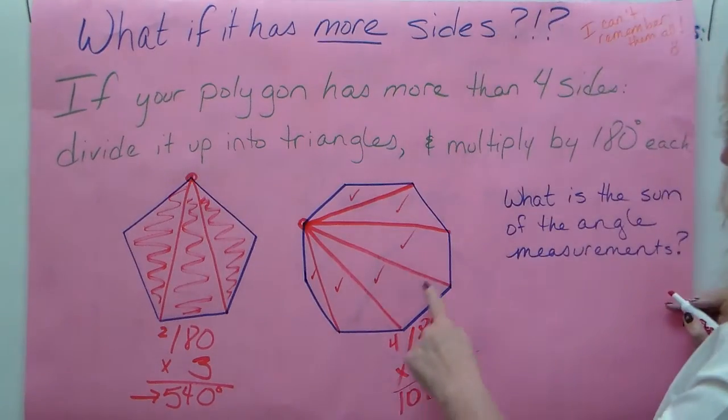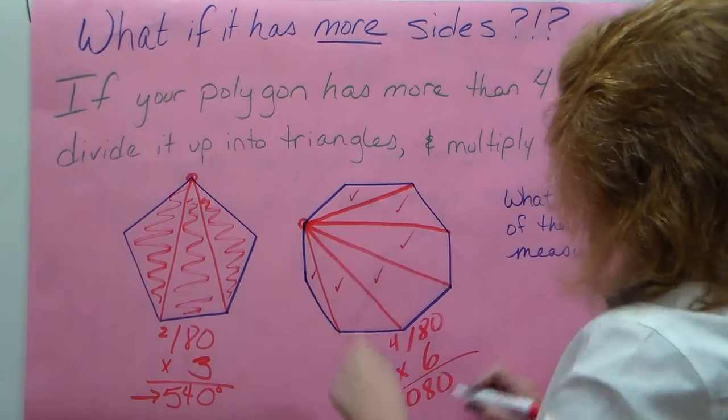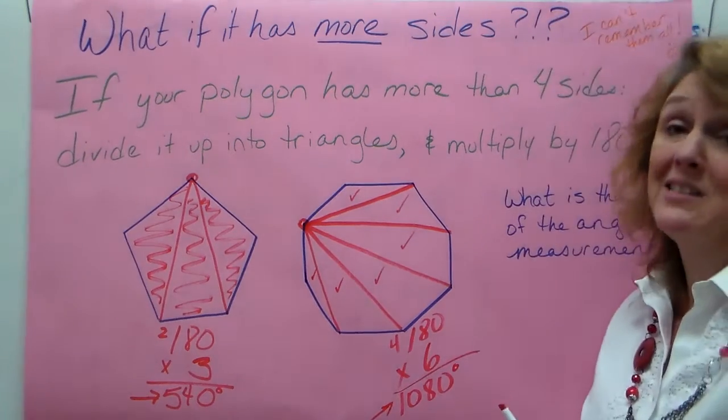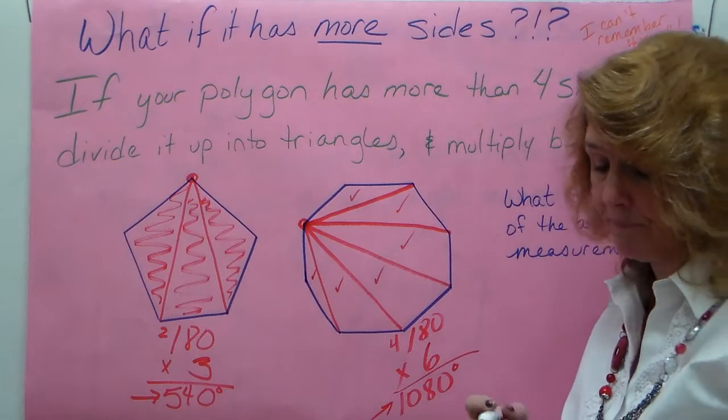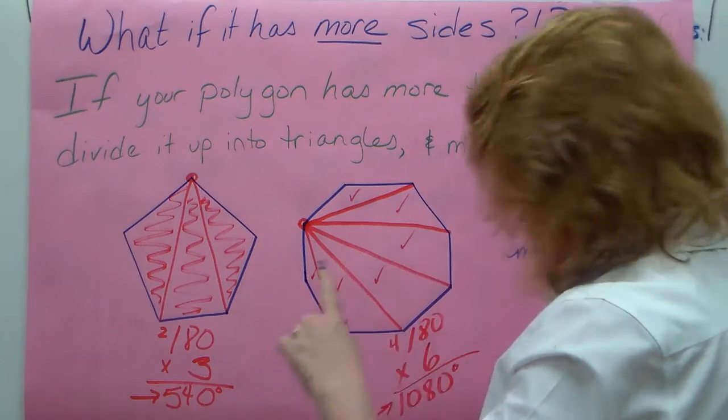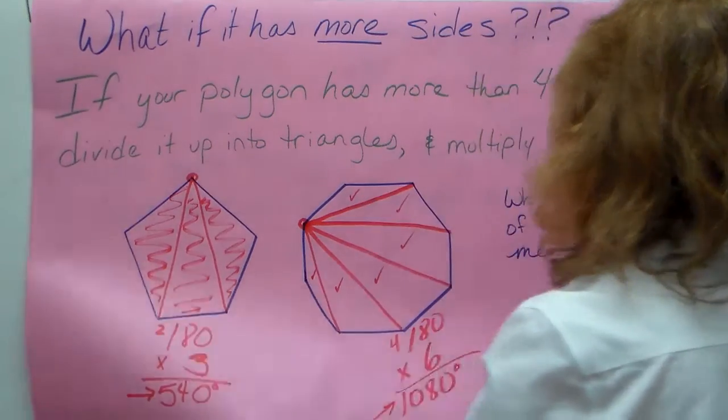And so if I were to add up all these angle measurements, they would always equal 1,080 degrees. So it always depends on how many sides your figure has.